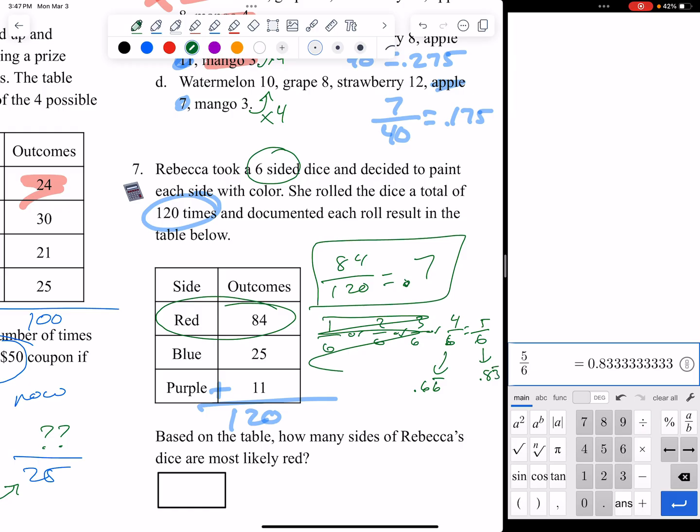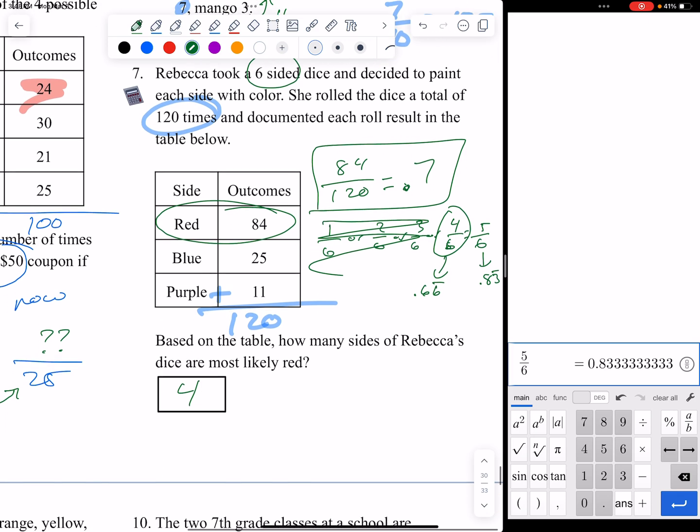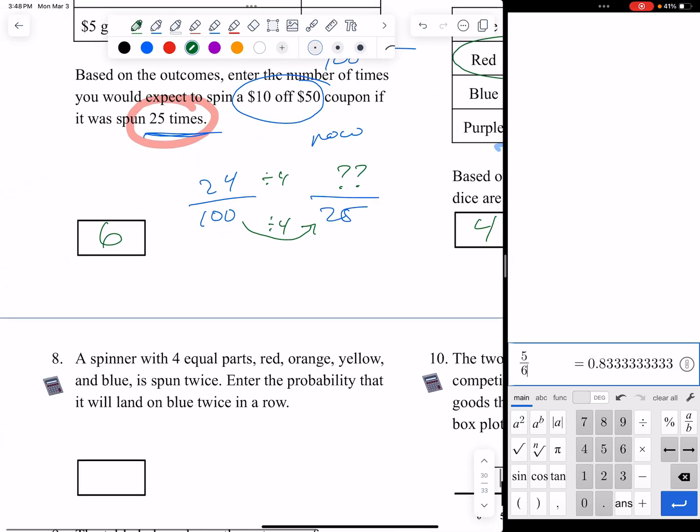So which one is closer? This one is going to be way closer. Okay. So in this case, 4 out of those 6 sides should have been red. And that should make sense because the majority of the outcomes, right? 84 out of 120, that's a lot. So 4 out of 6 sides should be red. That sounds okay to me.